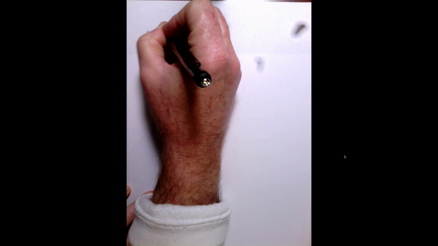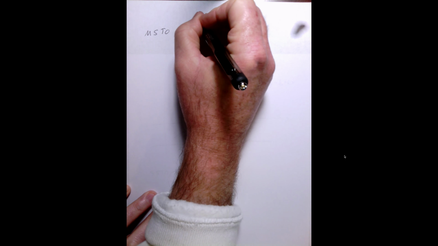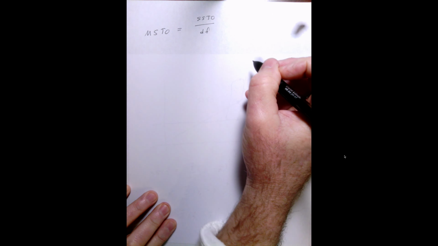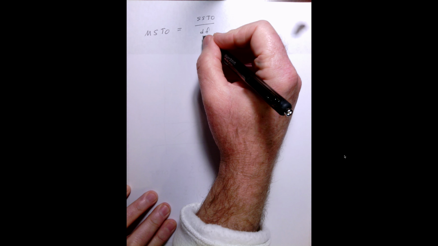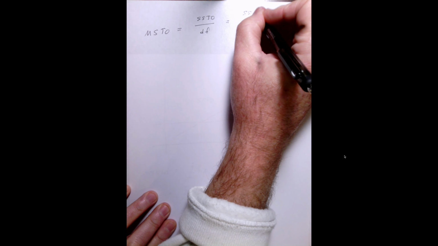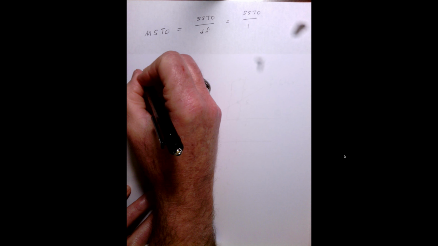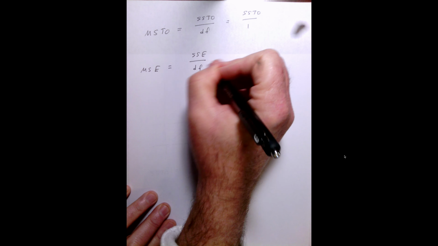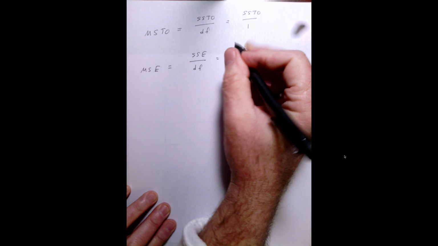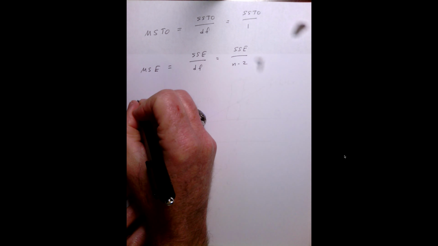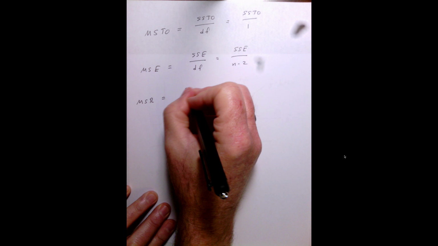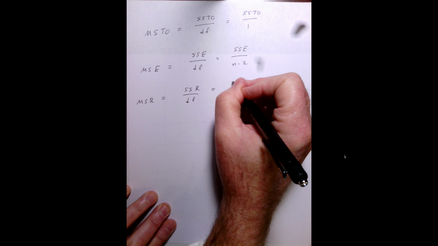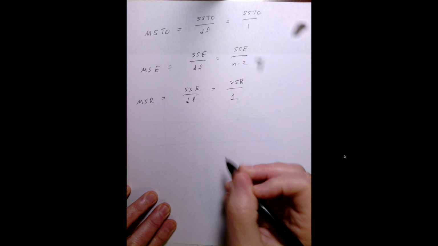Now, the rest is pretty straightforward stuff. So the mean square for the total is equal to the sum of squares for the total divided by its degrees of freedom. And since the degrees of freedom is just n minus 1, it's the sum of squares total divided by n minus 1. The mean square error term is the sum of squares error divided by its degrees of freedom, so that's the sum of squares error divided by n minus 2. And the mean square regression is just the sum of squares regression divided by its degrees of freedom, so that's the sum of squares regression just divided by 1.